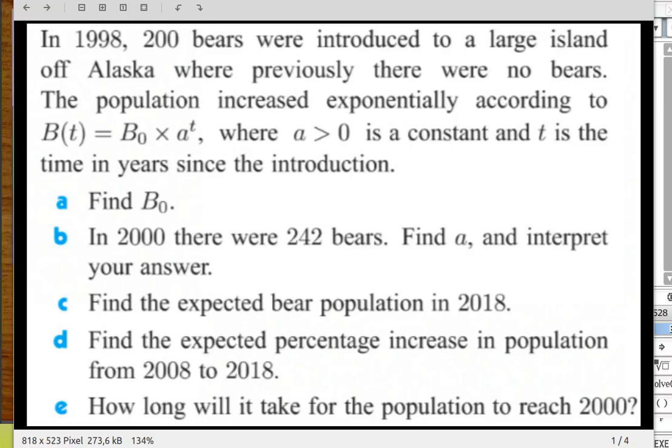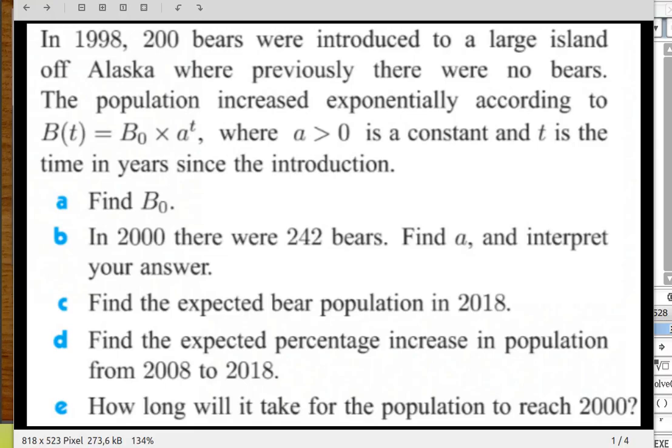We want to find B0, we want to find a with the information given that in 2000 there were 242 bears, and we should interpret our answer. We should find the expected bear population in 2018 and the percentage increase in population from 2008 to 2018. And then we should find out how long it will take for the population to reach 2000.